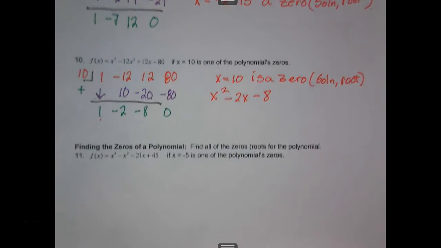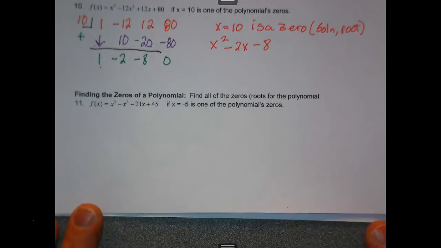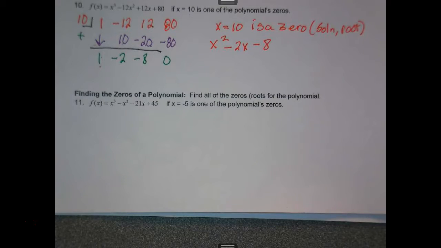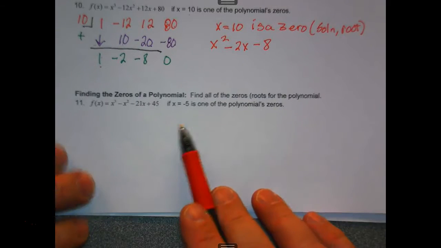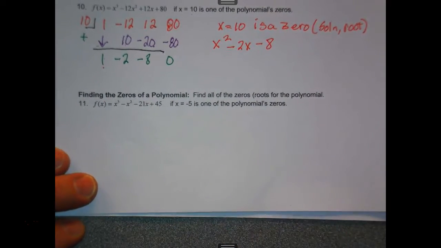All right, last one I'm doing, number 11. Quiet. This time it says to go ahead and find all the zeros. So they say use negative 5 for my first one.